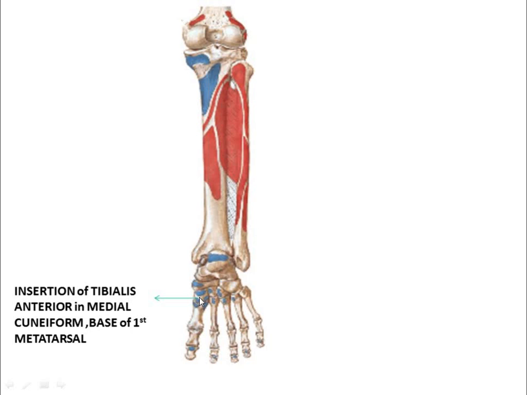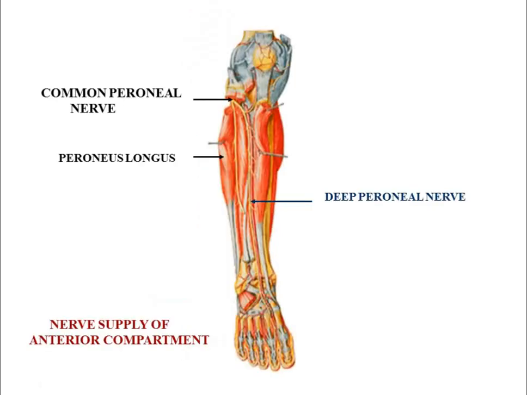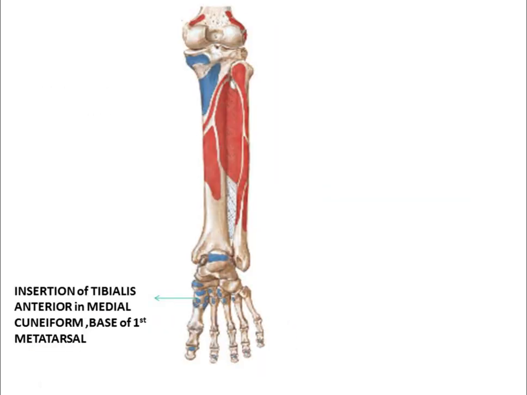All these four muscles are supplied by the deep peroneal nerve. All are causing dorsiflexion of the foot. All are helping in inversion of the foot, but for the peroneus tertius, which helps in eversion. Extensor hallucis longus causes extension of the great toe, and extensor digitorum longus, extension of the lateral four toes.